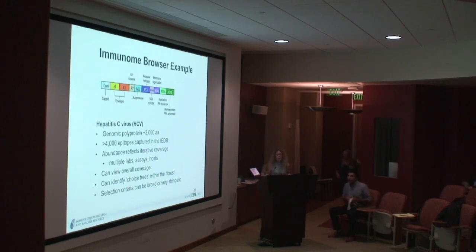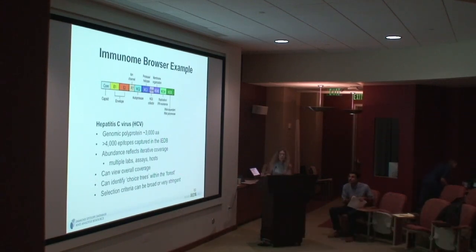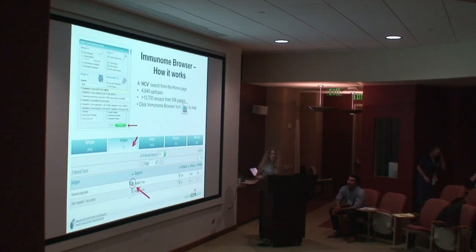This allows you to look at this coverage, and if there's a tremendous amount of data, as is in the case of HCV, you can look at the trees for the forest, so to speak, because you can give input criteria that's very specific to your needs. So you use the selective criteria. You can either look very broadly or very specifically. And in this example, I'm going to look very broadly.